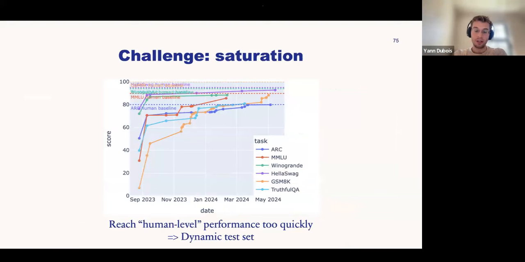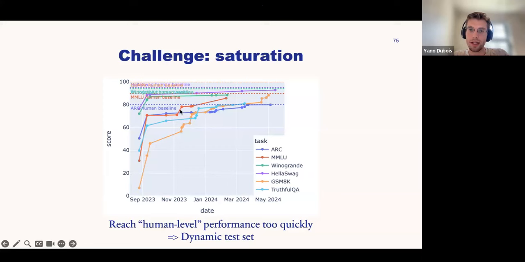Another challenge is saturation. Every time there's a benchmark that is used by the community, I would say in between 6 months and 2 years, it ends up being completely saturated. This is actually one of the reasons, this is the plot from OpenLM v1, and you see why they had to change to OpenLM v2, because all the benchmarks that they were using got saturated in less than a year.